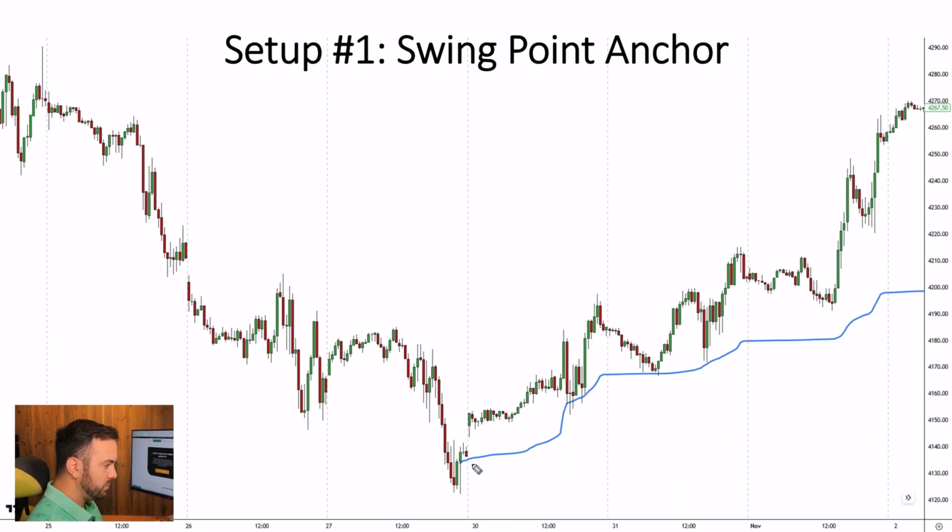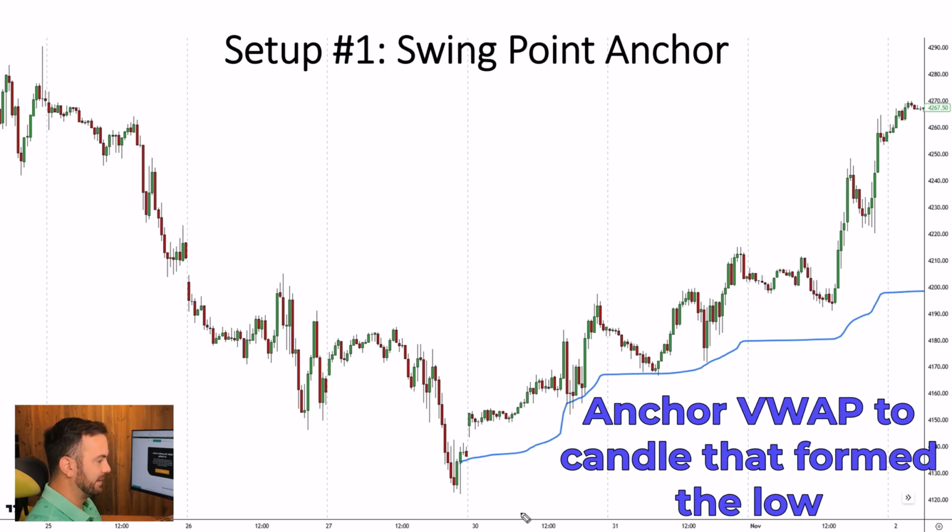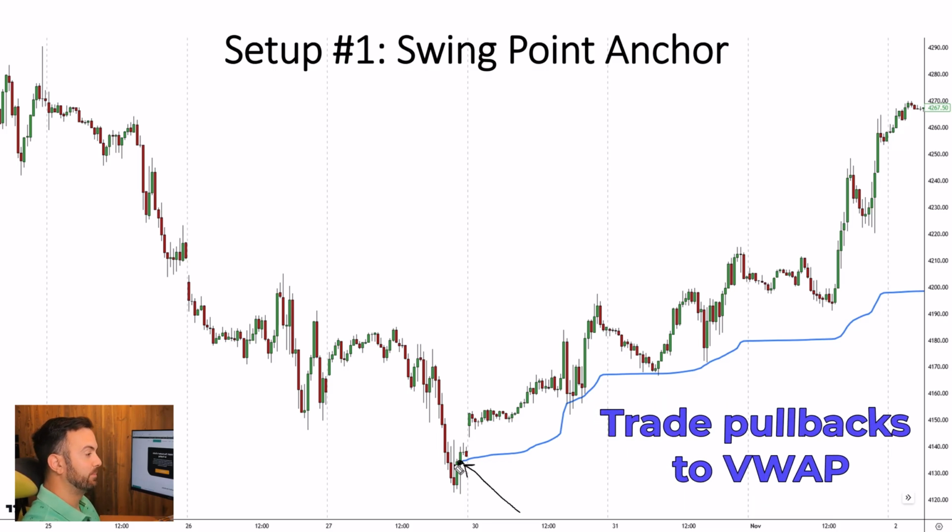So you anchor the VWAP there to that candle that formed the low. That would be this candle. You anchor the VWAP there and then you trade pullbacks. Since the price went up from this point, you wait for this pullback and go long from there, right?